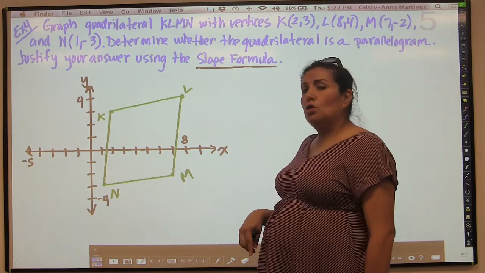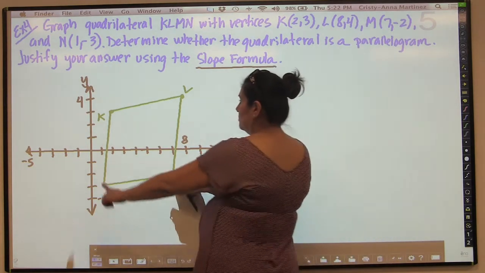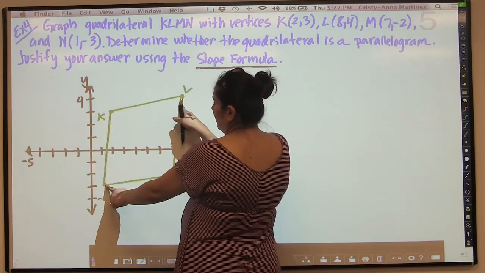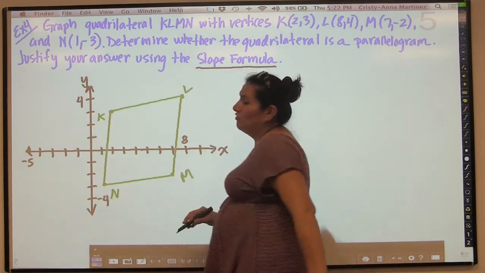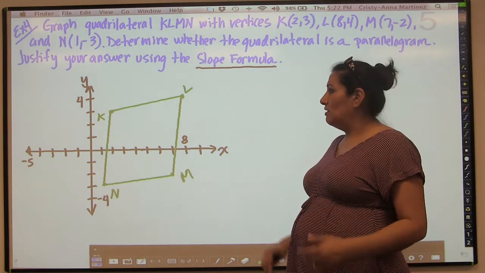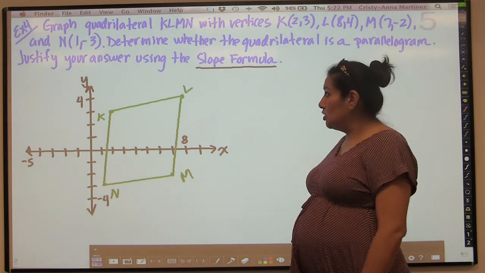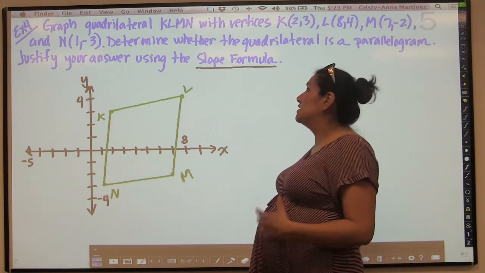And you could also prove it with the midpoint formula, because we could take the diagonals and find the midpoint of both diagonals, and if the midpoint of both diagonals was the same, then again the diagonals would bisect each other, and that's another way that you could do that. But right now it says to justify my answer using the slope formula.